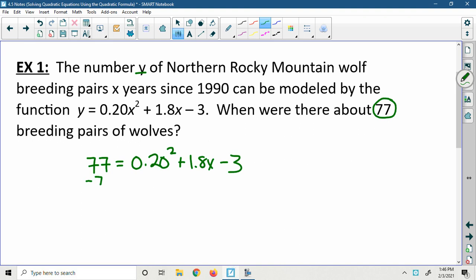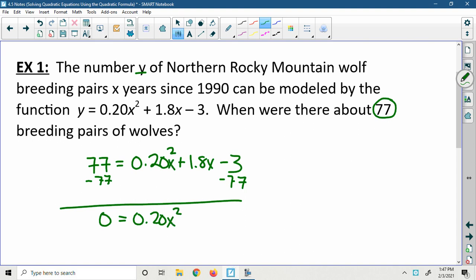So to use the quadratic formula, we'll subtract this 77, get everything on the right side. So we have 0 equals 0.20x squared plus 1.8x minus 80. I forgot my x right there. Now we can start in with the quadratic formula. I think it takes just as long to write it as it does to actually solve it.